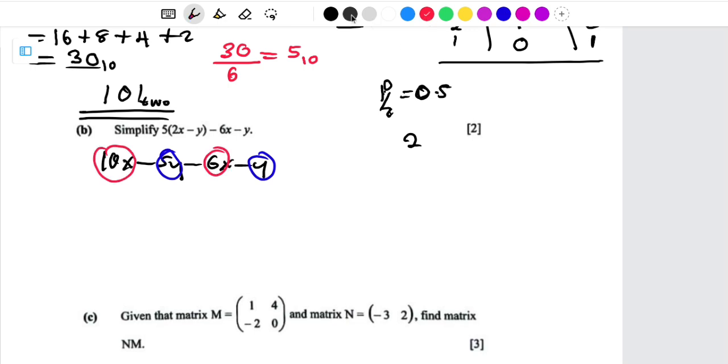So what I'm going to do here is, I'm going to collect them like this. Then we also have this. So 10x minus 6x, I'm going to get 4x. Then negative 5y minus y, I'm going to get negative 6y. Then this is going to be our final answer. So that is how you're supposed to answer that also.